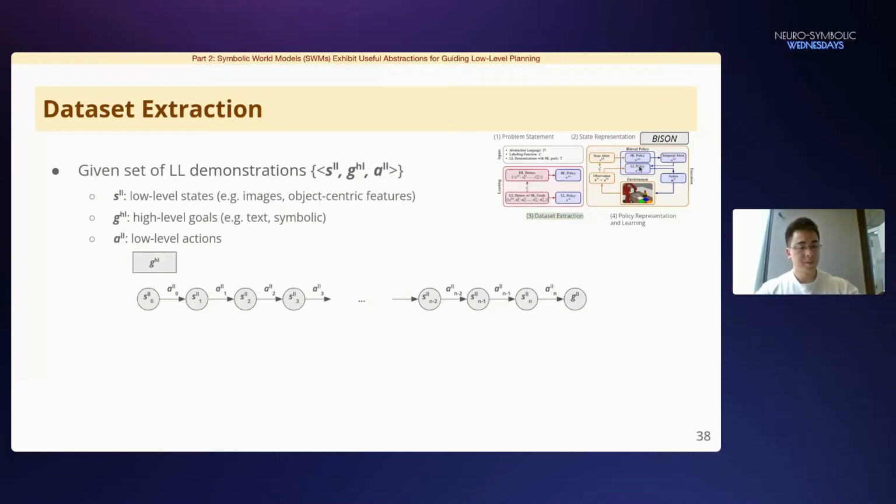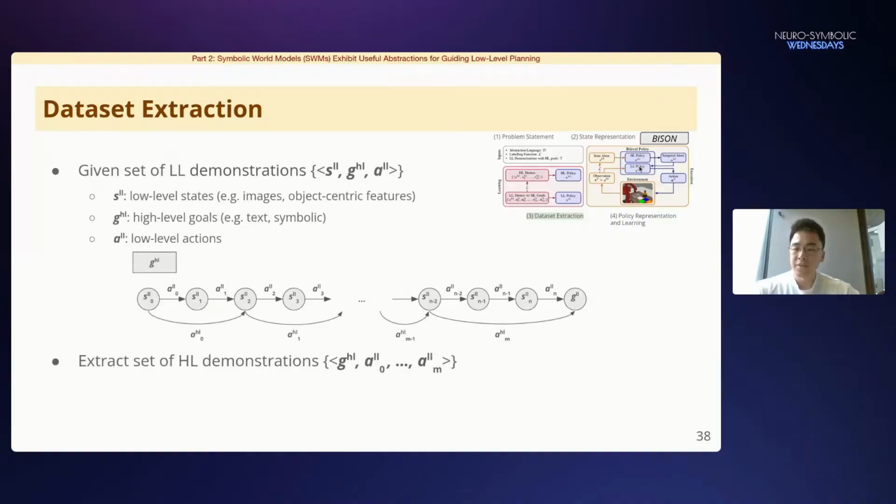So next, with the state representation aside, we'll talk about how we extract additional high-level information given our low-level demonstrations and symbolic world model. If we recall, we're only given a set of low-level demonstrations with high-level goal instructions as the dataset. We can visualize them as follows. We have the high-level goal represented in the rectangle, and we have states in circles and the actions that progress states into the next states.